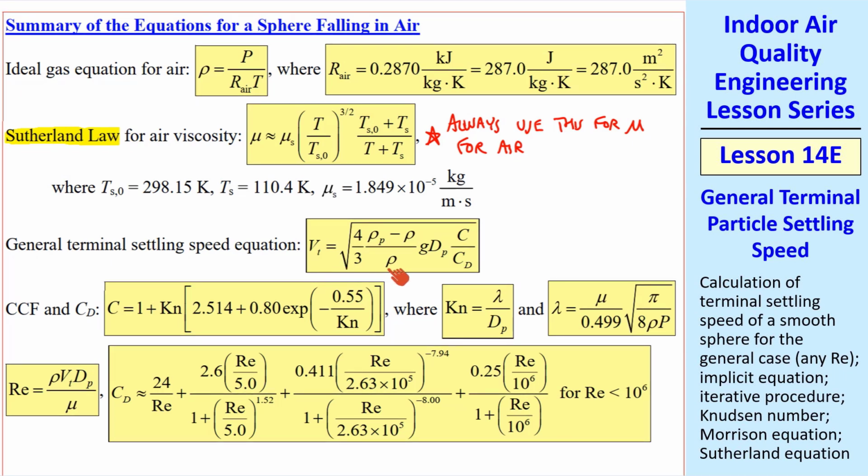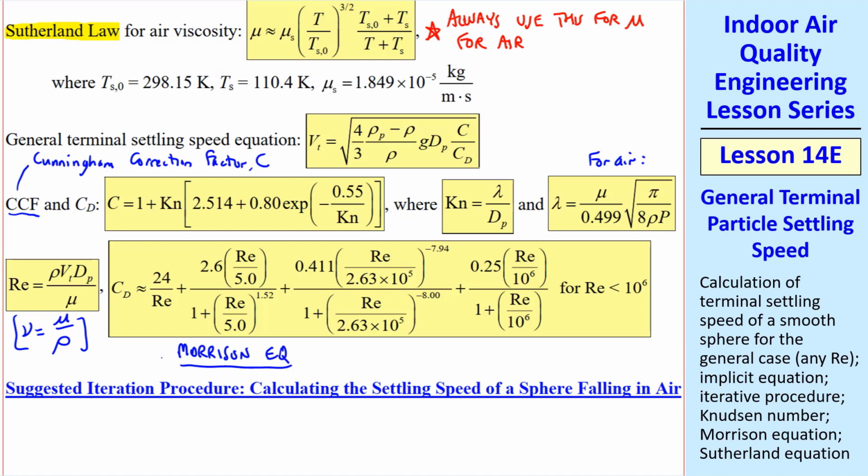Here's the equation for Vt that we just gave above. CCF is the Cunningham correction factor, given the symbol C, which we discussed in a previous lesson. C is given by this expression, where Knudsen number is lambda over dp, and for air, lambda is given by this expression. Finally, we have Reynolds number, and if you prefer, you can use nu, which is mu over rho, and this expression for drag coefficient as a function of Reynolds number.